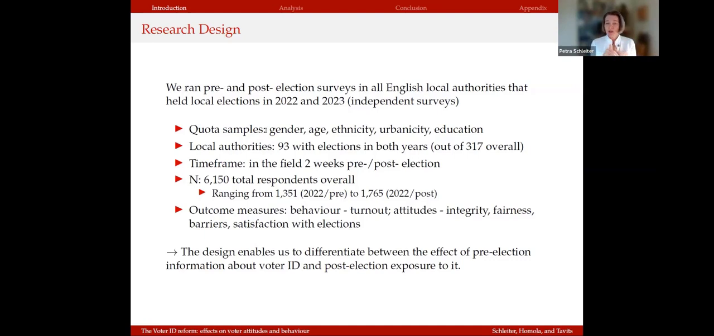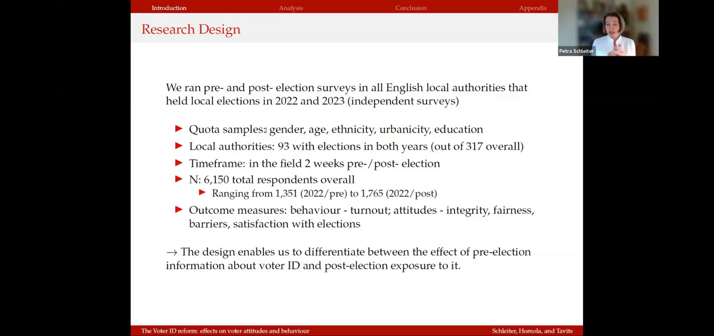We had quota samples in order to ensure representativeness of the population that we were sampling in terms of gender, age, ethnicity, urbanicity, and education. We focused on the 23 local authorities with elections in both years. And that's just a subset of the 317 local authorities that we have overall. We ran the surveys, if they were pre-election, in the 2 weeks prior to the election, and if they were post-election, in the 2 weeks after the election. In total, we had over 6,000 respondents. And in the individual surveys, the number of respondents ranged from 1,300 to 1,700.